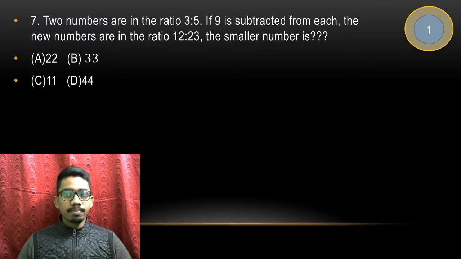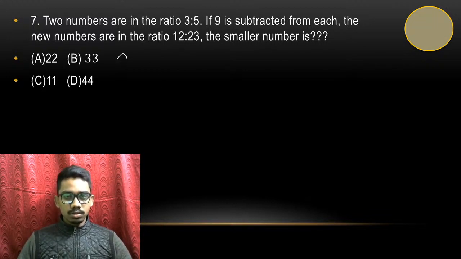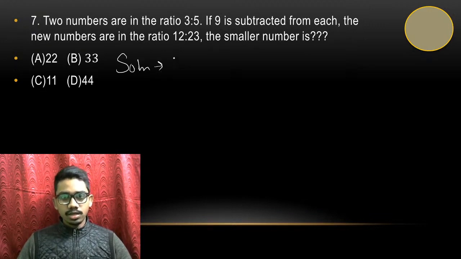Alright, your time is up. So let's see the solution. So two numbers are in ratio 3:5.